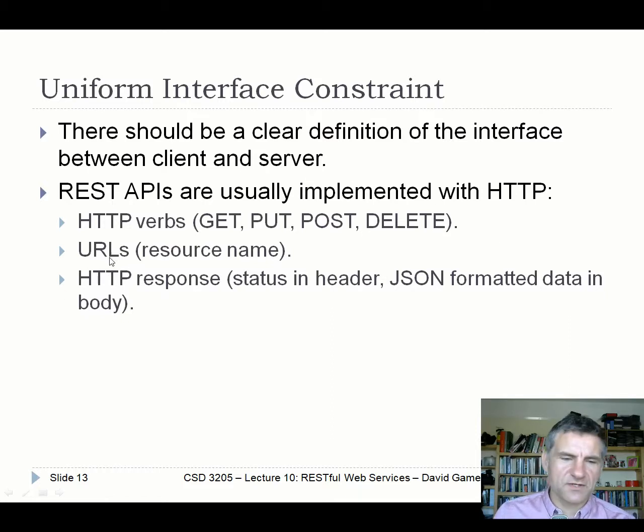Then we're going to use URLs rather than URIs. I'll explain the difference in a second. They are used to name resources. And then we've got the response. HTTP already has a bunch of very useful status codes, which we can use straight out of the box for our RESTful web service. And these days we're using JSON formatted data in the body, which again comes from this whole web stuff.